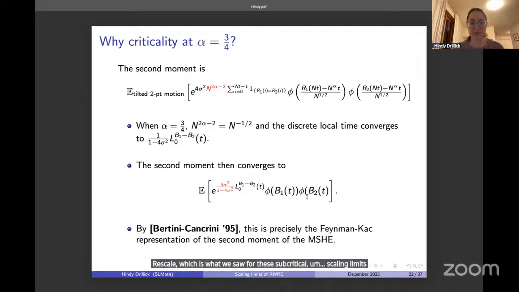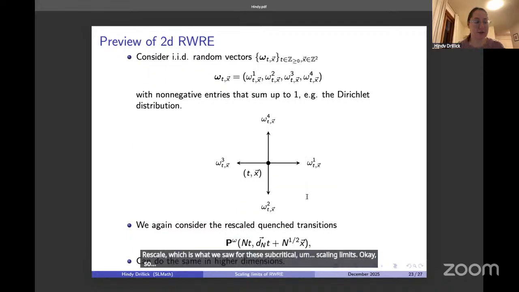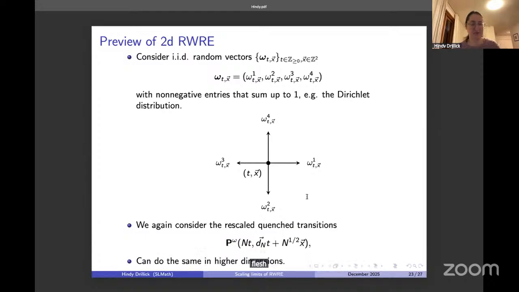Okay, so I guess, for the last couple minutes, I just want to give a teaser of what happens in higher dimensions. And then again, Shalin will flesh this out more fully. So let's define the random walk in random environment in 2 dimensions.